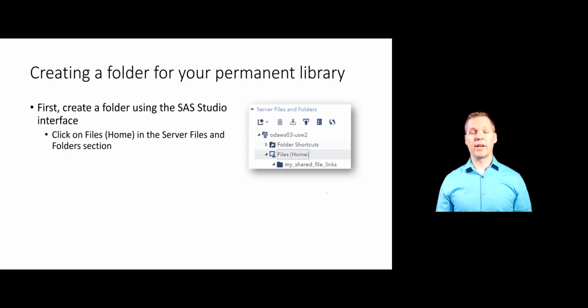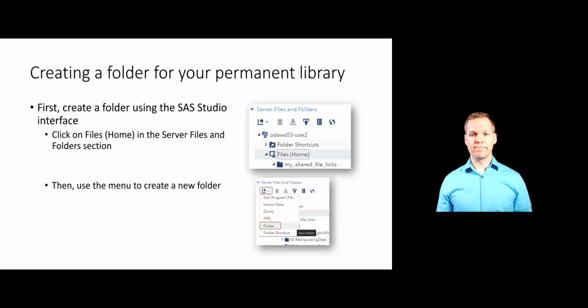First thing to do is to create your own folder on SAS On Demand for Academics. So you'll go over there to the Server Files and Folders area, and you can click on the Files Home area. And then you can use the menu to create a new folder. So you go up there to this menu, you click on Folder and create a folder. In this case, we'll call it MyLib, and then you'll be able to actually write to this particular folder. So you'll be able to put new data sets in there, whereas you can't do that to the other folders that we've looked at.